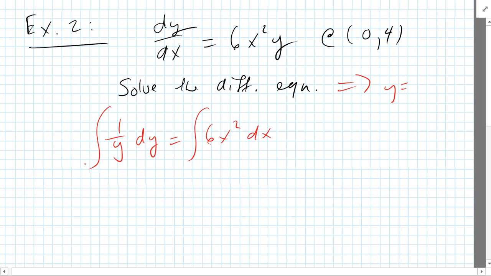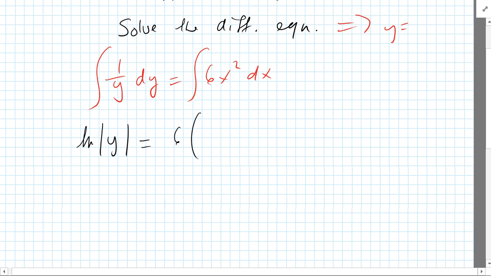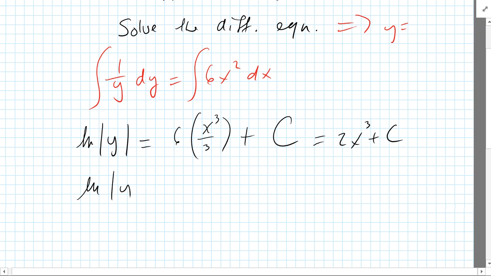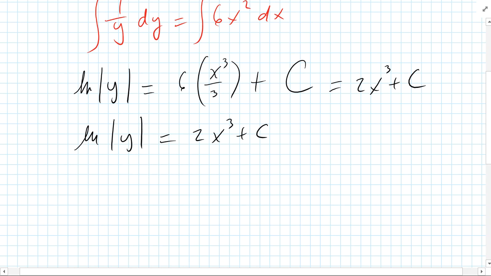I'm going to integrate both sides. What's the integral of 1 over y? Natural log absolute value of y equals 6 is the coefficient. Integrate x squared for me. What do you get? X cubed over 3 plus c. Yes? Okay. Simplify that. Do you get 2x cubed plus c? I now have natural log absolute value of y equals 2 times x cubed plus c, and I want to solve for y. Have I solved for y yet? No. How do I undo natural log?